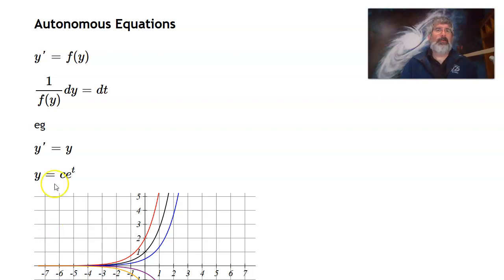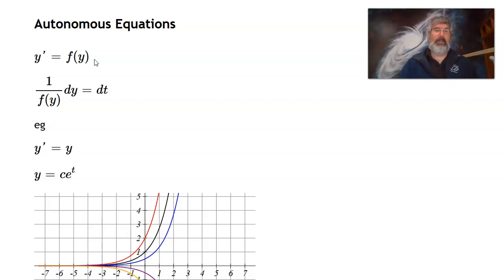And for autonomous equations, first order differential equations can generally be written in the form of y prime equals some function of t and y. Separable differential equations, you had a function of y times a function of t. Well, in autonomous equations, it's just y prime is a function of y alone. There's no t's involved here. So the derivative of the function is related only to itself. It's only a function of y.